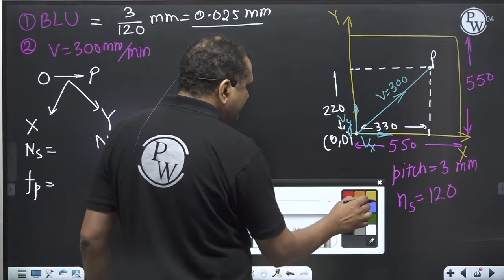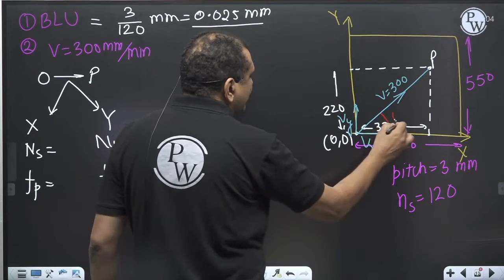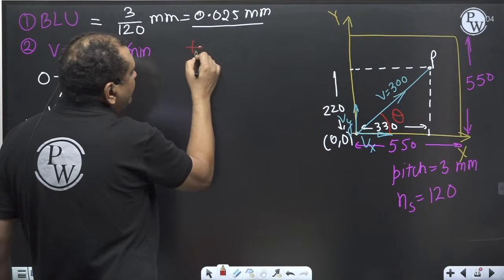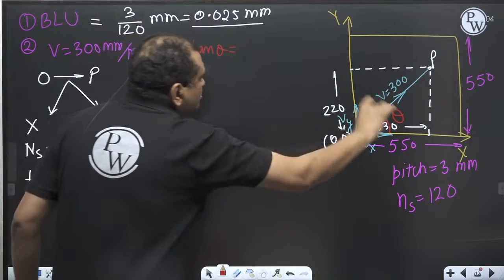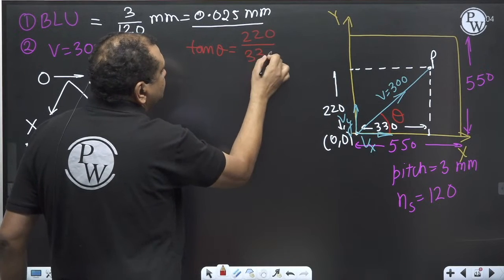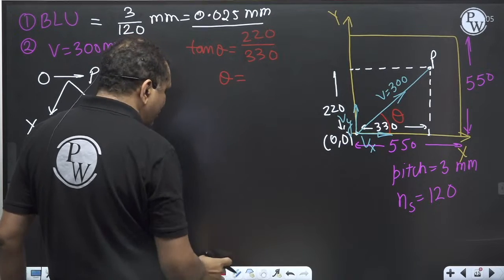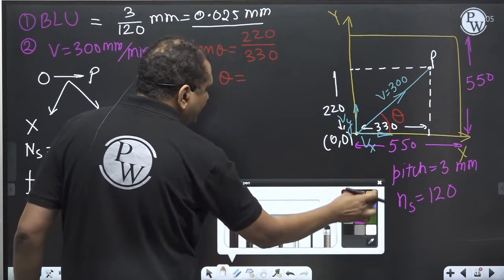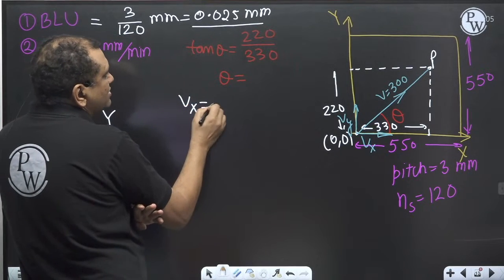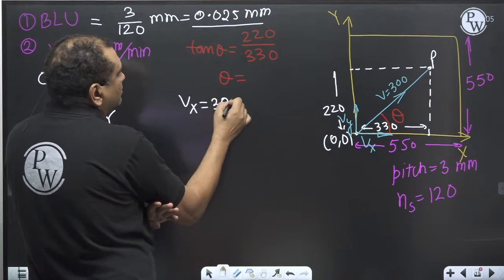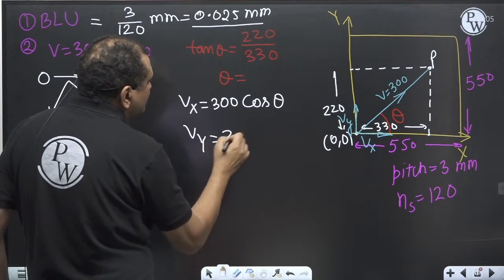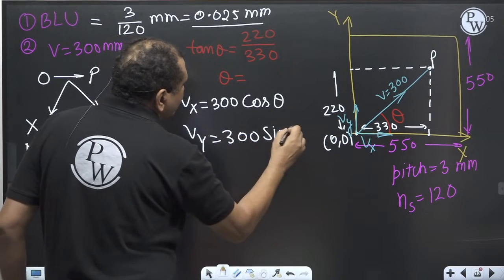So, let us say this angle is theta. So, theta angle, how can I calculate? Tan theta is equal to 220 divided by 330. By that, you will get the value of theta. Okay. So now Vx is nothing but 300 cos theta and the Vy is 300 sin theta.